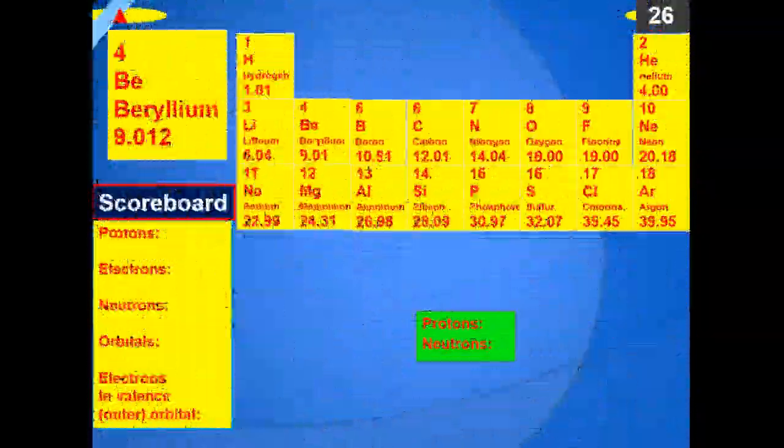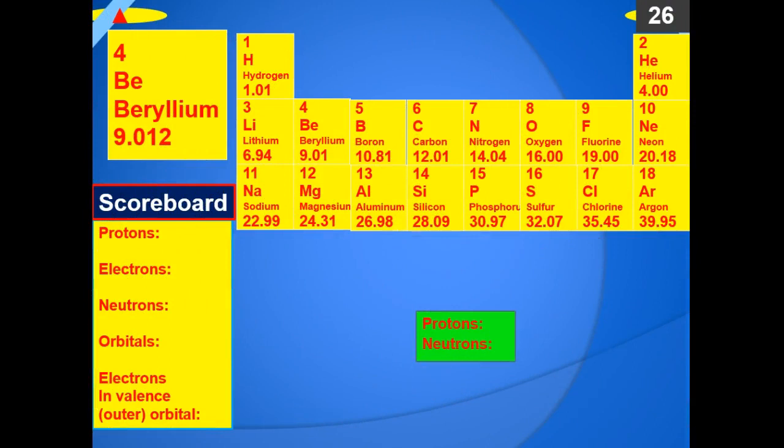We'll skip an element here and we'll go to beryllium, which is number 4 on the periodic table. You can see that there. Its atomic number is 4 and its atomic mass is 9.012. So let's see if you can do this one. Pause the video and take a minute or two. See if you can start off with how many protons, how many electrons, how many neutrons. See how far you can go and then restart the video and see how you did.